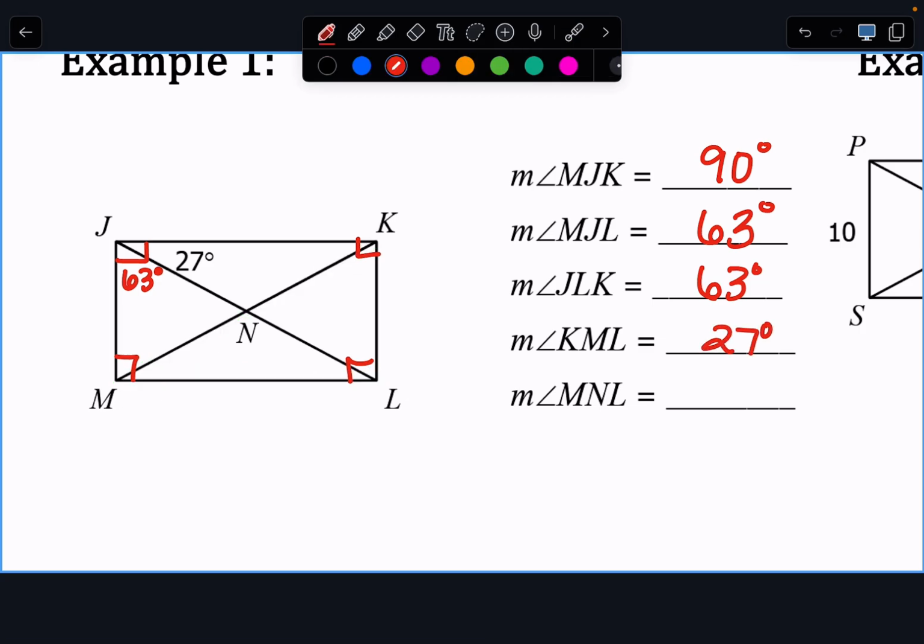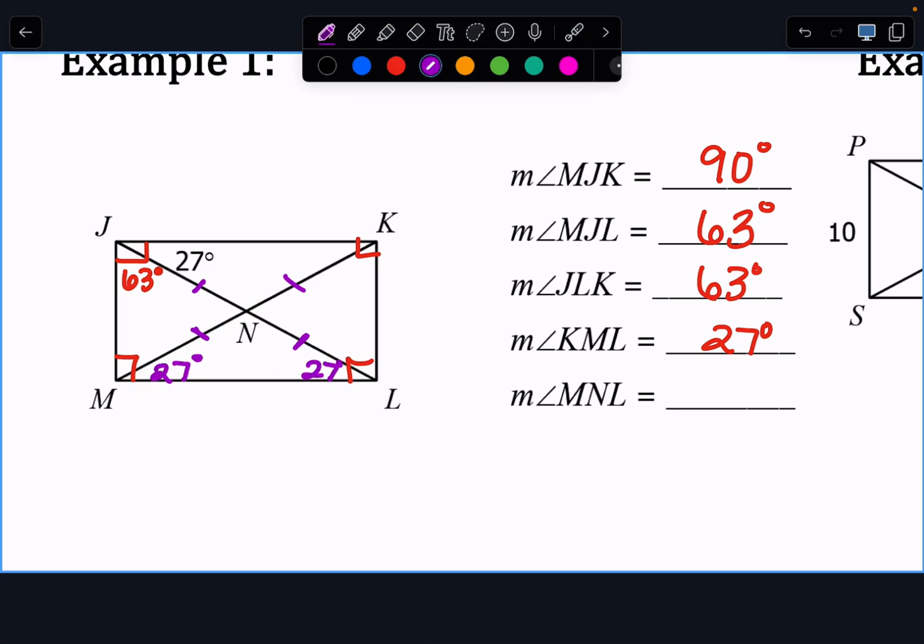27. We can also think about how we have isosceles triangles, right? And then M and L. Ooh, that's crazy. All right. You told me this one was 27, right? And since these are all equal, we have an isosceles triangle right here. So we know this is 27.